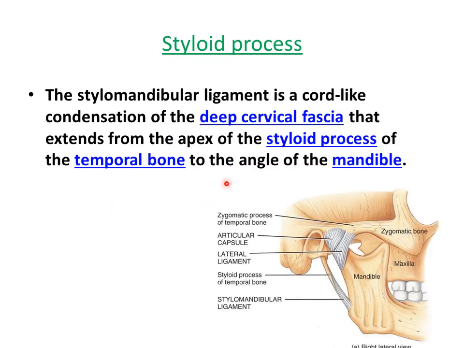The stylomandibular ligament, you can see here, this is the stylomandibular ligament. It is a cord-like condensation of the deep cervical fascia, and it extends from the apex of the styloid process to the angle of the mandible. So this stylomandibular ligament separates the parotid gland above from the submandibular gland below.